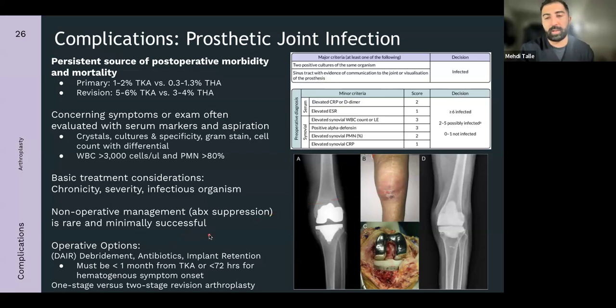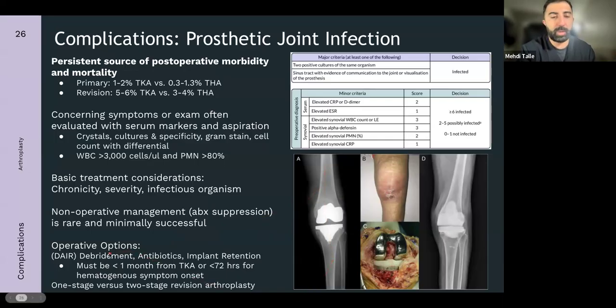Non-operative management, outside of the really chronically debilitated or hospice setting, is almost in a way rare. Certainly some patients may opt for that, but it's almost never successful. Not something you'll see very often. Now, if someone has a multiply revised joint with really extensive revision implants, sometimes that can be a reason to do it. But again, not something you see often.